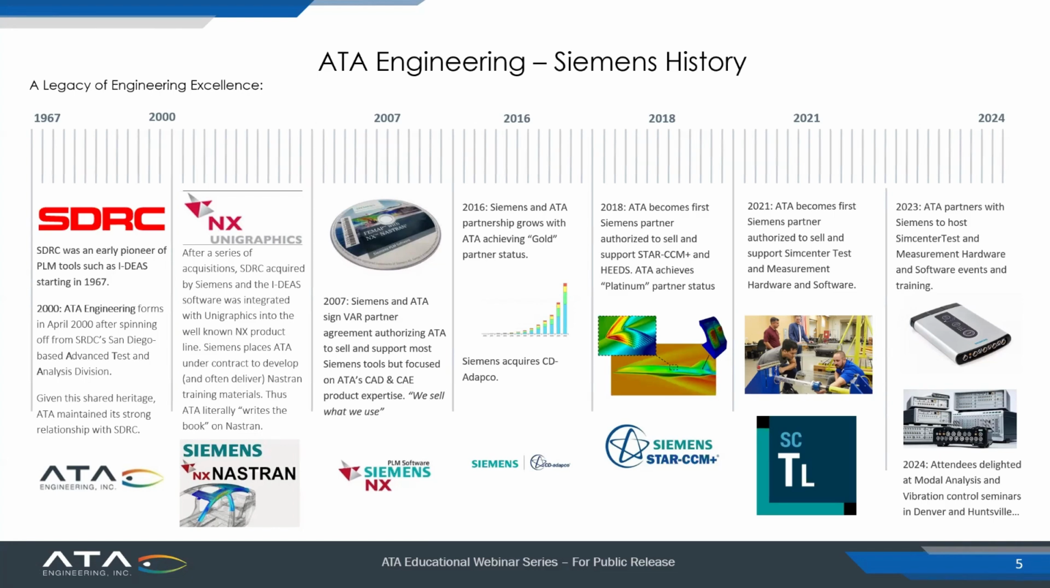And because we use and love Star so much, in 2018, we became one of the Siemens partners to sell and support Star, also achieving platinum status at the time. And in 2021, we became the first partner authorized to sell and support Siemens test and measuring hardware and software. And fast forwarding to today, we are working on providing more training and free resources for our customers. And just like this webinar, we hope you enjoy what we're doing.